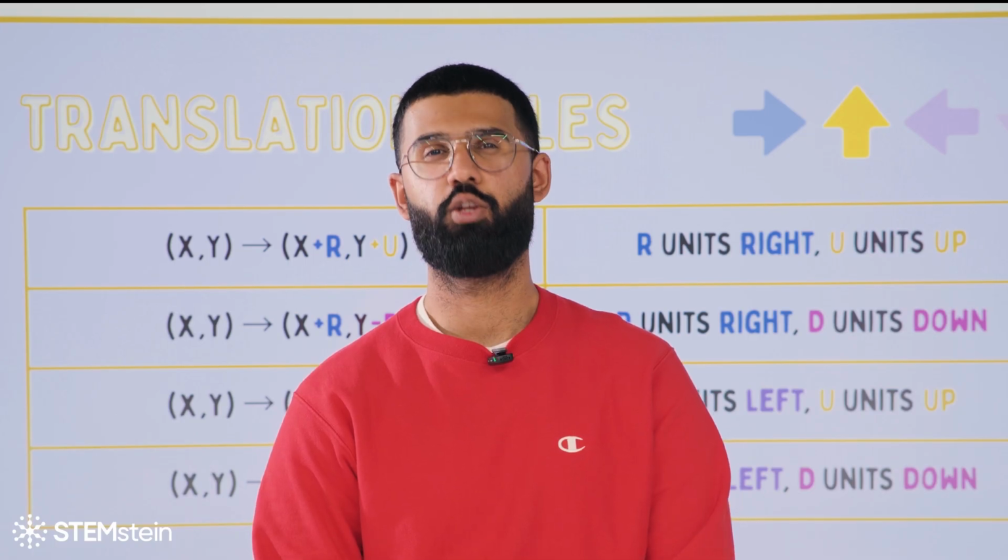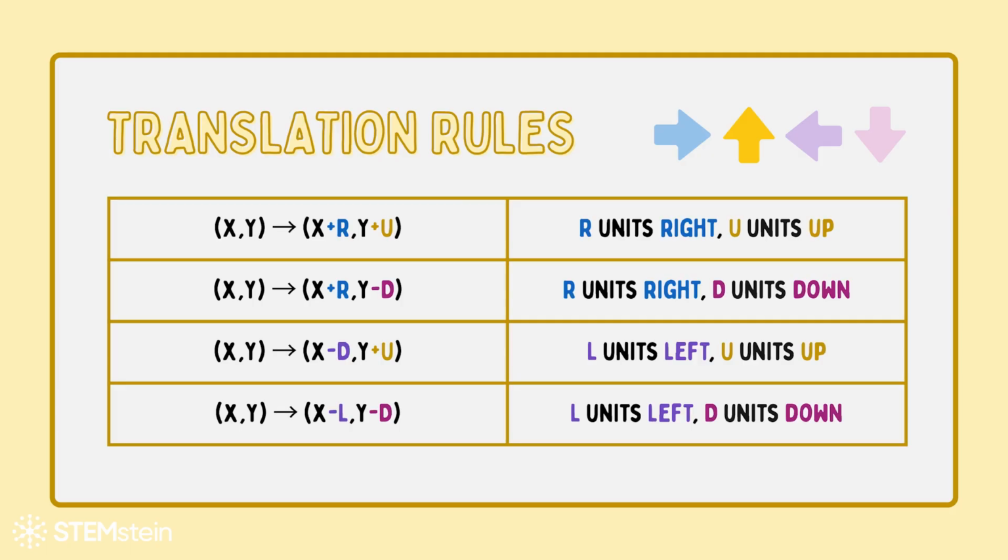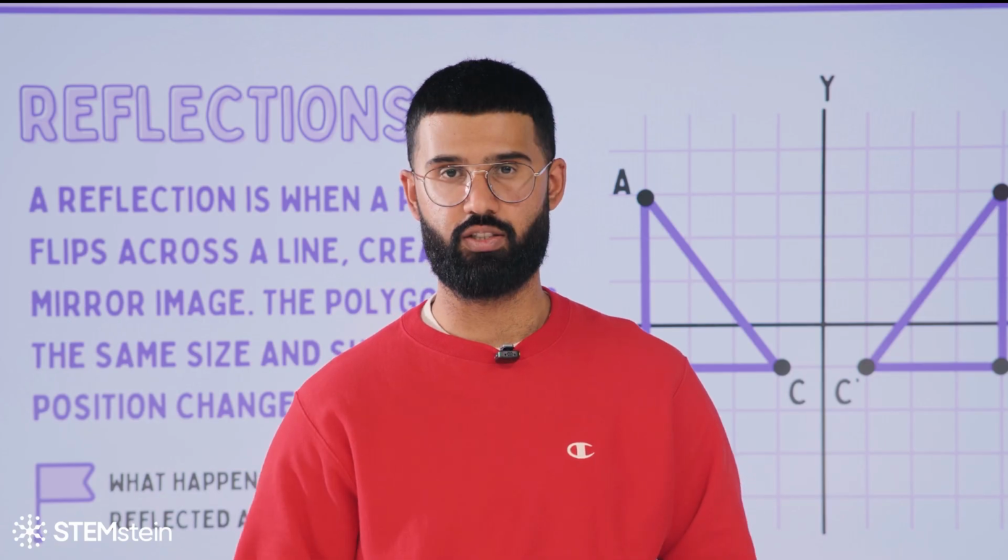With translation, you have to remember 4 main rules. For all the x values, when it's translated right, the values increase, but when it's translated left, those values decrease. Now, for the y values, when it's translated up, the values increase, but when it's translated down, the values again decrease. The second transformation is reflection.